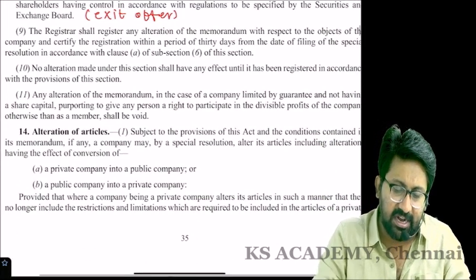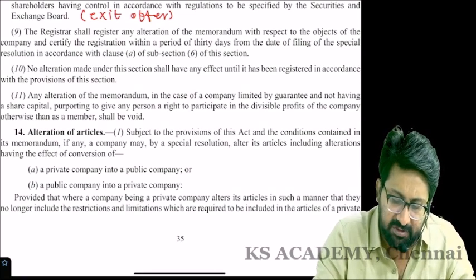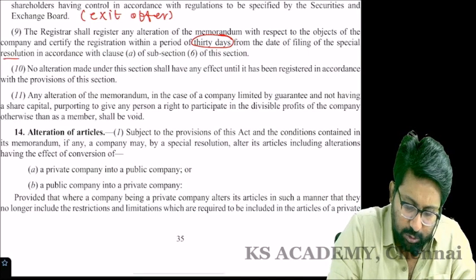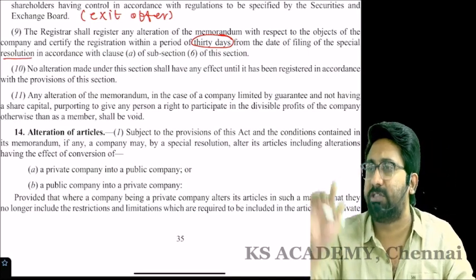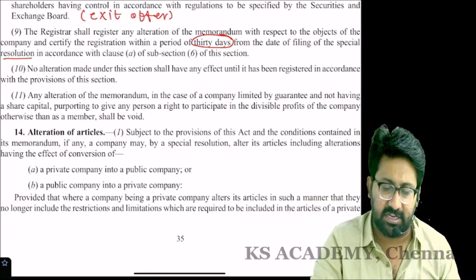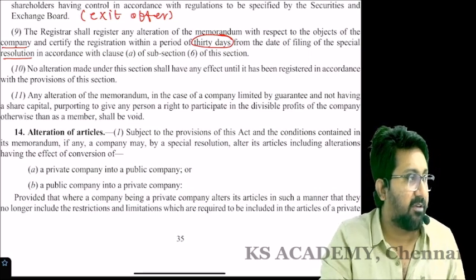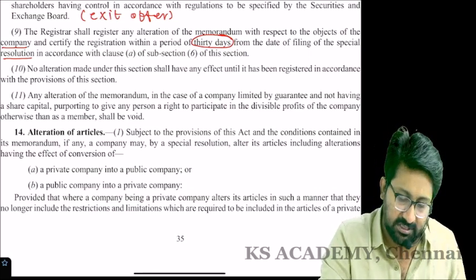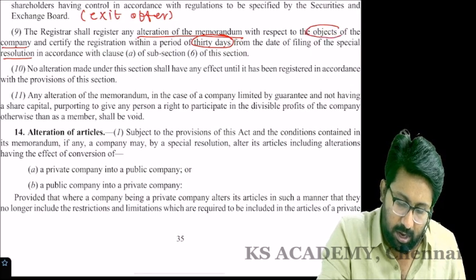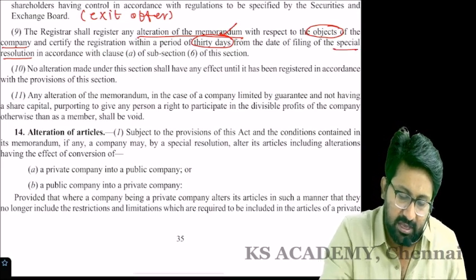The registrar shall register any alteration of memorandum of the company and certify the registration within a period of how many days? 30 days. From what date? From the date of filing special resolution. Sir, we have to file with ROC. One second sir, I will come. The registrar shall register any alteration of memorandum with respect to the objects of the company and certify the registration within a period of 30 days from the date of filing special resolution in accordance with clause A of subsection 6 of this section. Simply, any alteration in memorandum with respect to what clause? Objects clause. He shall certify within a period of how many days? 30 days from the date of filing the special resolution.